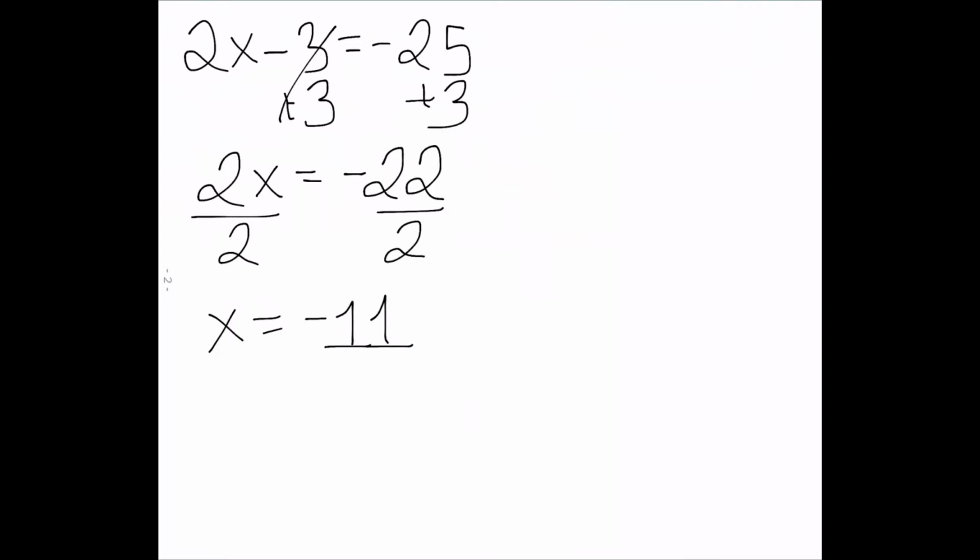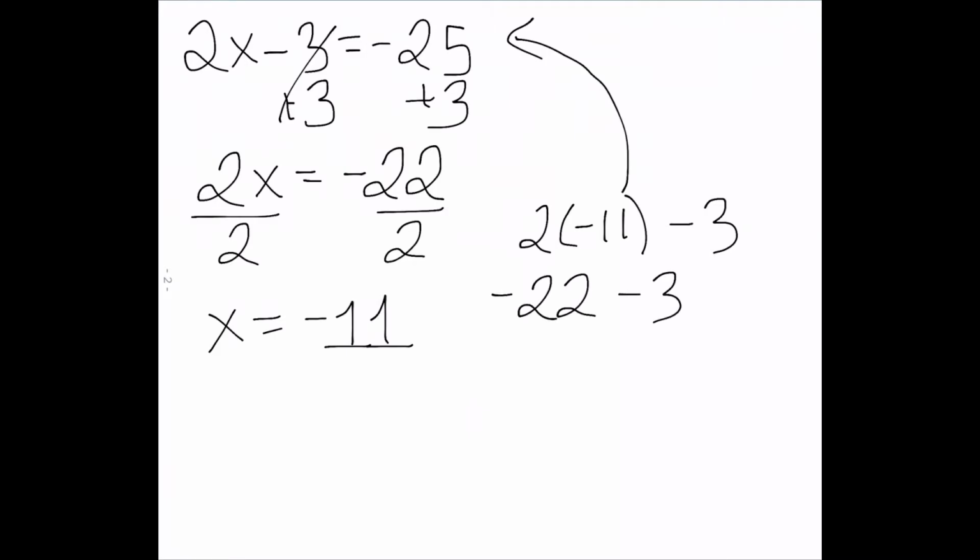And we can always double check this. 2 times -11 minus 3, if I stick it back into the original equation, that would be -22 minus 3, which is -25, which is exactly what it should have been.